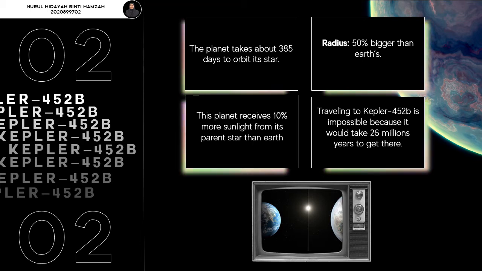Since this planet receives 10% more sunlight from its parent star than Earth, it is a bit warmer. Lastly, traveling to Kepler 452b using present technology is impossible, because it would take almost 26 million years for Earth to get there at the speed of the New Horizons spacecraft.